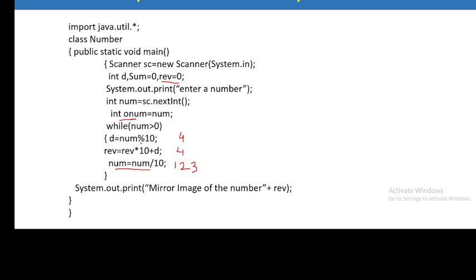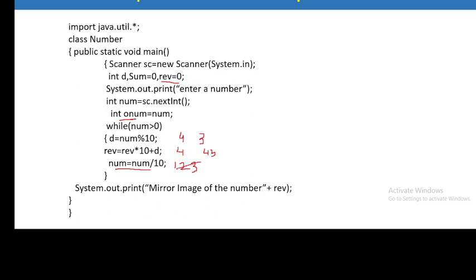Again d will be 123 % 10. This time d will contain 3. Now see the value of reverse. Initially reverse was 4. 4 will be multiplied by 10, that means 40, and then 40 plus 3. The current value of d is 3. So 40 plus d will make reverse 43. The value of reverse is now 43.